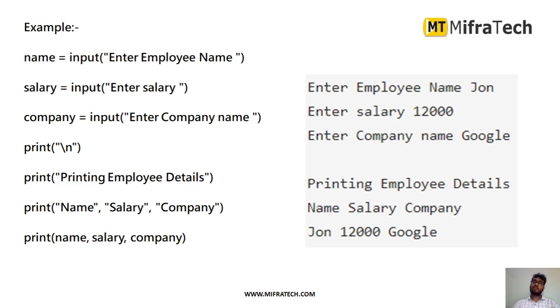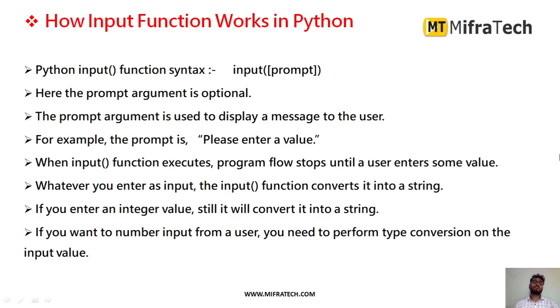So after that, that will also be stored in the company. After storing all those values, in the print statement I have used the stored variables. So in my final output, as you can see, it prints the employee details: name, salary, company, as you can see, John 12,000 Google. So like this, it is going to take input and store it in some variable. Later we can print those values using those variables. So this is how the input function generally works in the Python programming language.